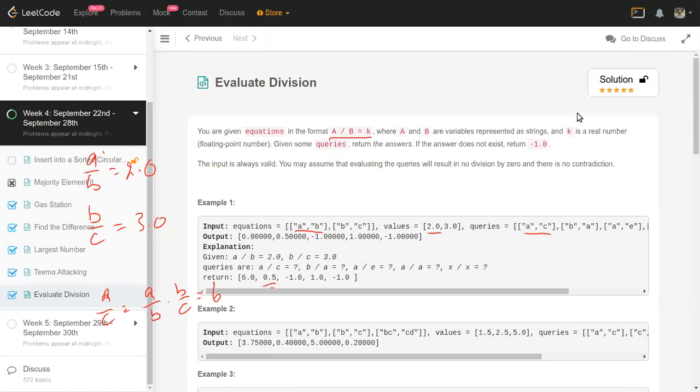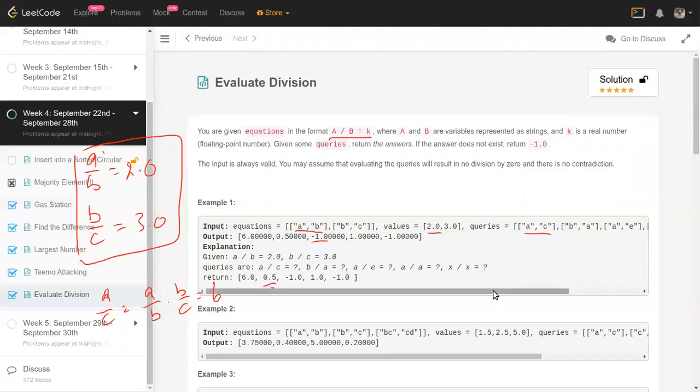And if you take something like a by e, we don't even know what e is, because that is not part of our system here. As part of the system, we only know the symbols or variables which are a, b, and c. We don't know what e is, so we are going to return -1, indicating we don't know that.